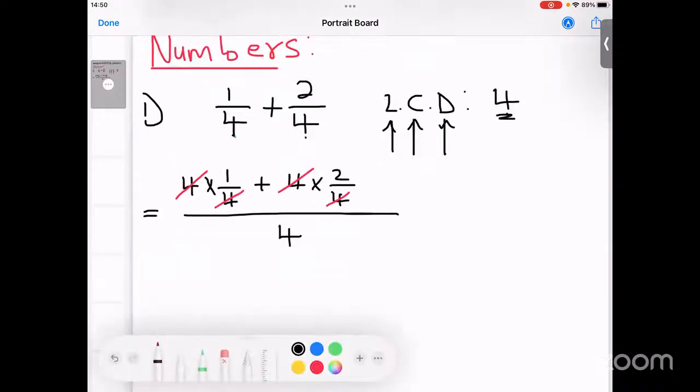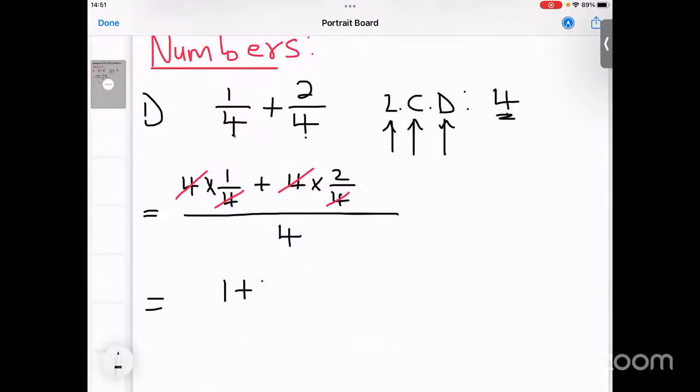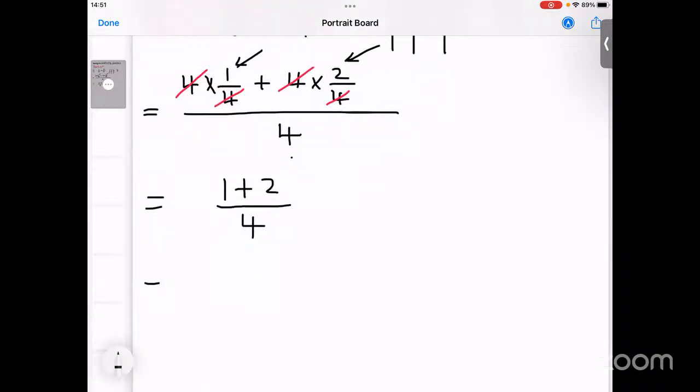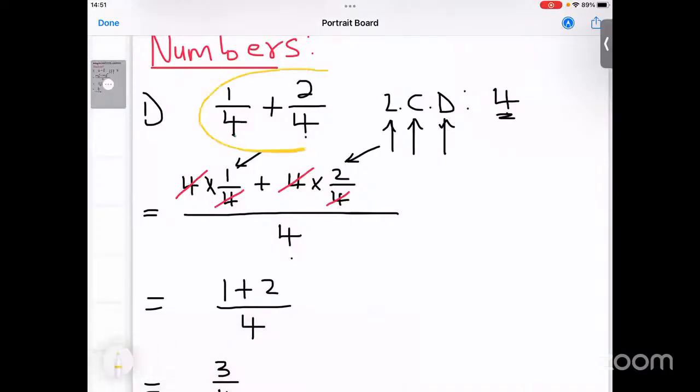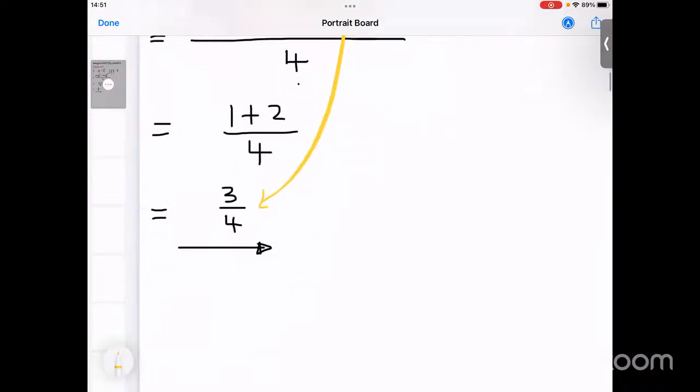You can already see that this 4 will cancel with that, and that 4 again will cancel with that. What you remain with is just 1 that you need to add to 2, the whole of that divided by 4. The 1 is that 1, and the 2 is that 1. So you end up having 3 at the top and 4 at the bottom. And that is the end of it. If you take your calculator and punch the whole of that, it should give you exactly that. That's how you know that you have done it correctly.